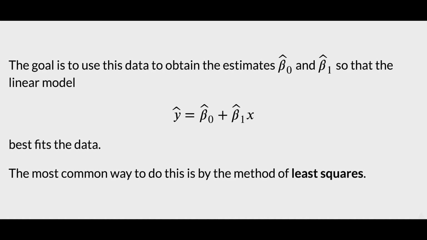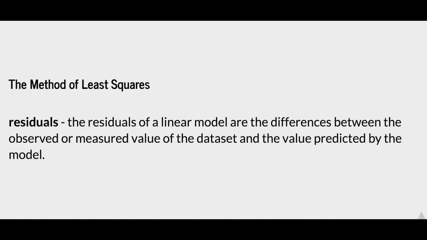The goal is to use this data to obtain the best estimates, beta 0 and beta 1, so that the linear model we generate with them best fits the data. And the most common way to do this is using the method of least squares. If we're going to understand the method of least squares, it's important to begin with the concept of residuals. The residuals of a linear model are the differences between the observed or measured values in the data set, the actual values, and the value predicted by the model.